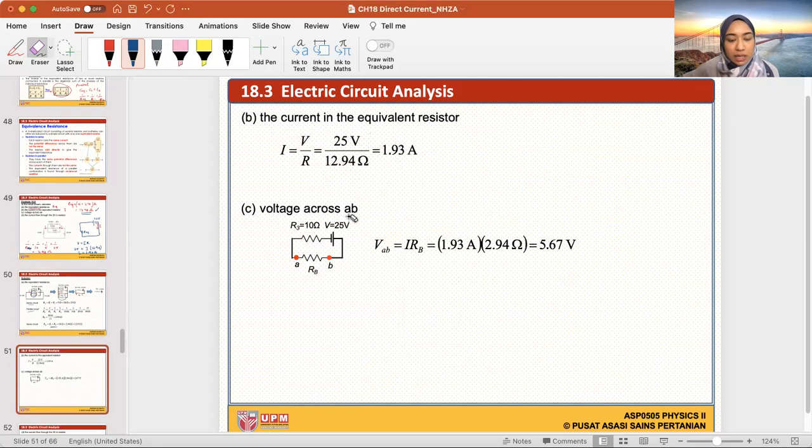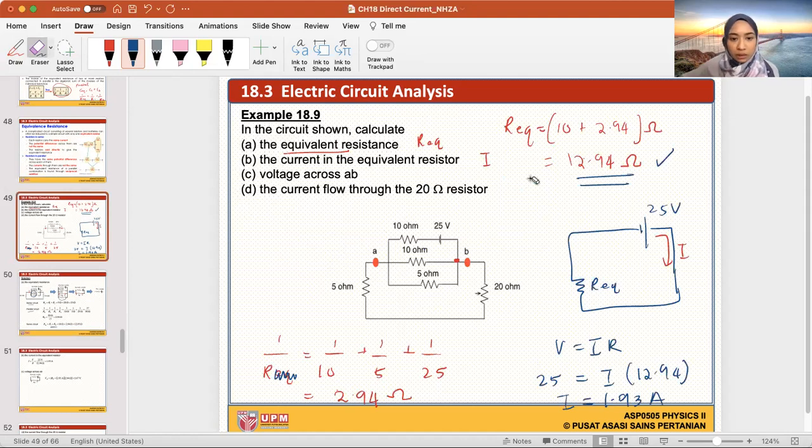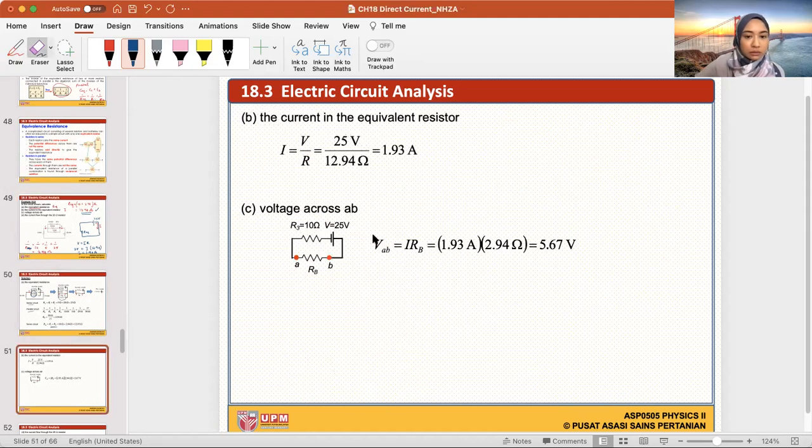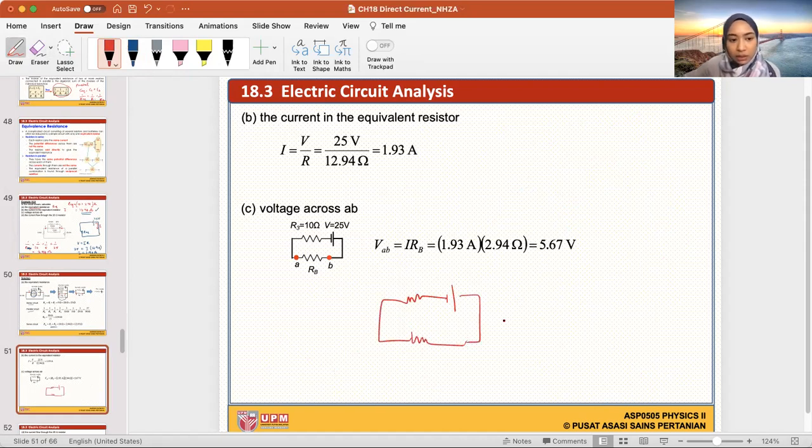And then the voltage across AB. So here they showed us VAB is across RB. Okay, what is RB? RB is the one that we solved in parallel, which is 2.94. Let me write that here. So we have our battery here. So we have our 10 ohm, right? And this is the R that we solved in parallel, which is 2.94 ohm. This is our 10 ohm, and this is our 25.